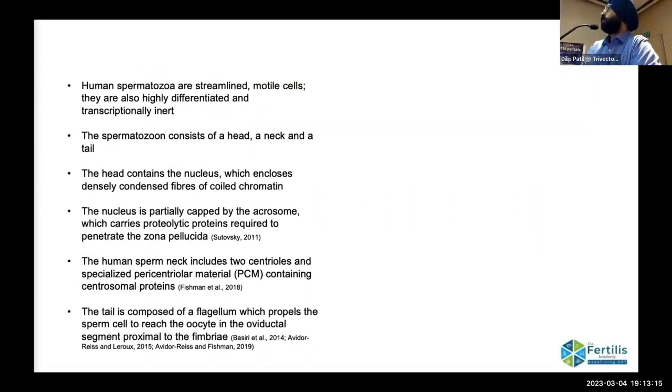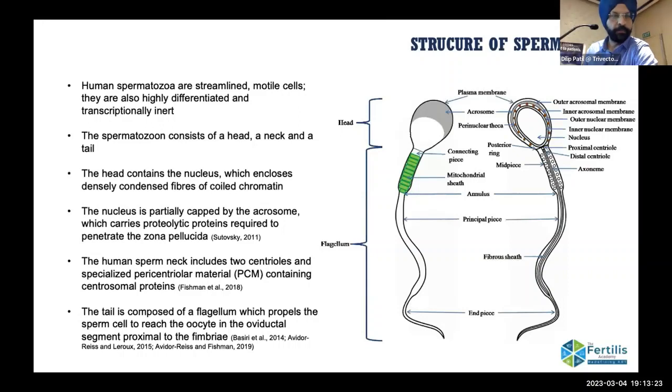So human sperm are streamlined motile cells, which are transcriptionally inert, and they consist of head, neck, body, and a tail. The head contains a nucleus which encloses dense chromatin, and it's capped by the acrosome, which has proteolytic proteins required to penetrate the zona pellucida.